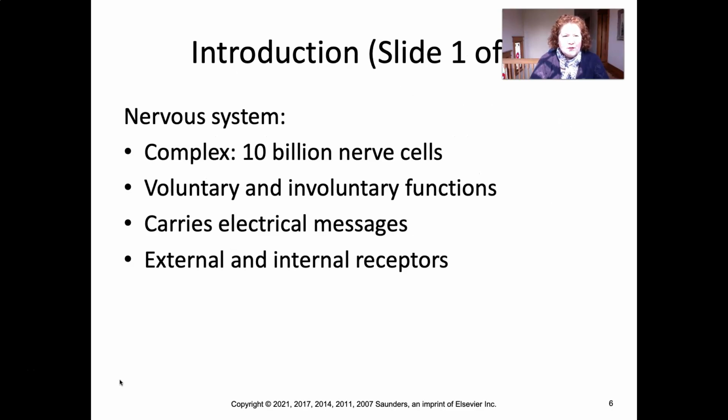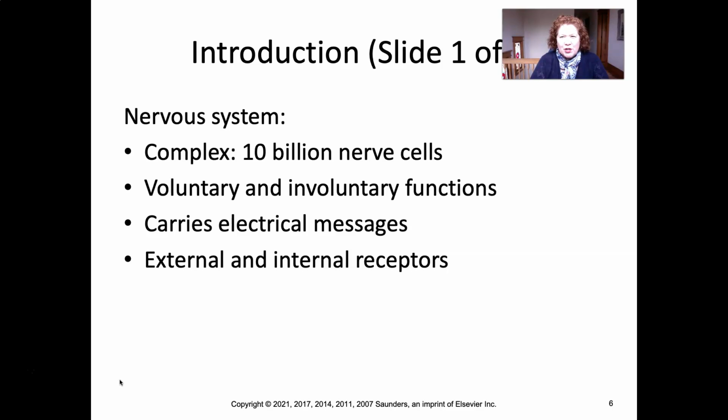All right. The nervous system is very complex. I wish they put very, very in front of the word complex. There are over 10 billion nerve cells in our bodies. They have voluntary and involuntary functions. Voluntary means, oh yes, I'm willing to do that. I step forward. I do it of my own accord. Involuntary means it's against my will. You make me do it, whether I want to or not. It's involuntary. Nervous system cells, those nerve cells, carry electrical messages.